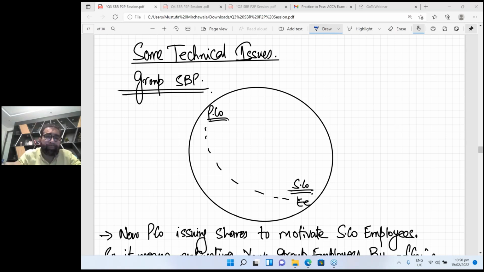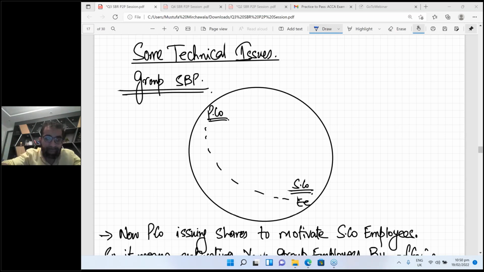Now let us say, just think, parent company acquired S company 3 years back. Now they have a proper parent subsidiary relationship. They all belong to one group. And in the group accounts, you always think about this circle.